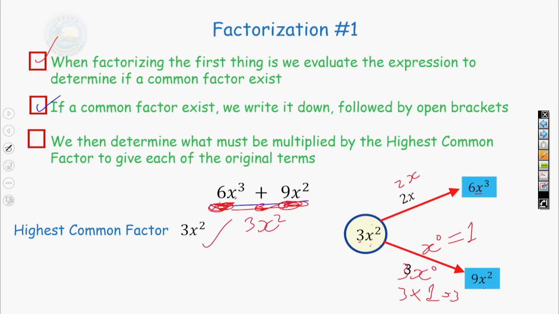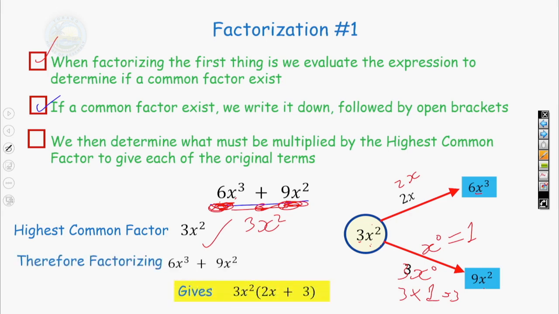Correct. So now factorizing it, let's go back to the steps. We said, step 2, if a common factor exists, we write it down, followed by an open bracket. We got our common factor to be 3x squared. We then wrote it down, followed by an open bracket, and asked, 3x squared multiplied by what gives me 6x cubed? We got 2x, so we wrote down 2x. Then, 3x squared multiplied by what gives us 9x squared? We got 3, so we wrote down 3. Close brackets, and we are finished.